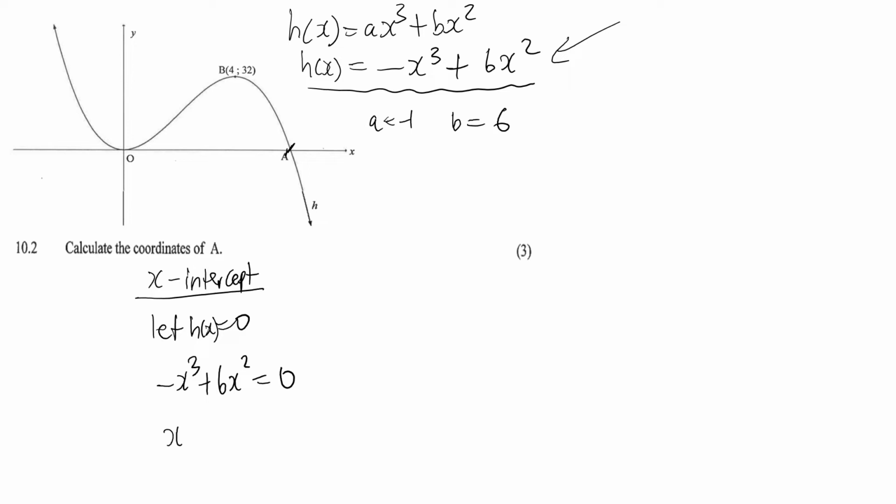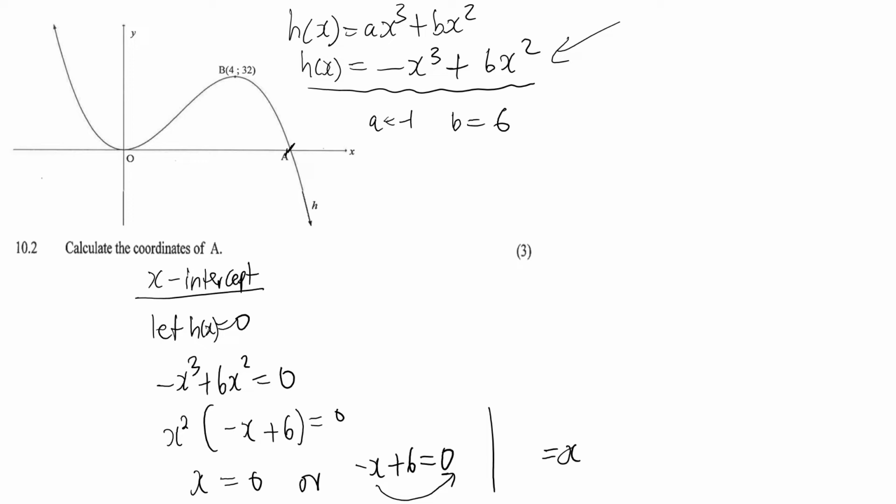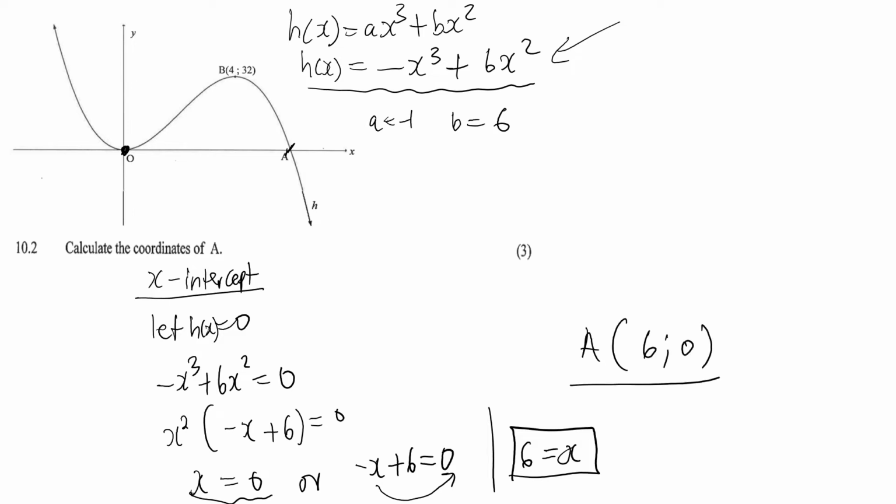We can remove the common factor, which is x squared, right? Or someone can say minus x squared, it depends. Then you'll be left with minus x plus 6 is equals to 0. Then here you'll have x squared equals to 0, so x equals to 0, or minus x plus 6 is equals to 0. Then when you take x to the other side, if you transpose it, you'll see that x will be equals to 6. Then we can see clearly that the first coordinate, x equals to 0, is for the first x-intercept. Then the coordinate of a will be 6 and 0. Okay.